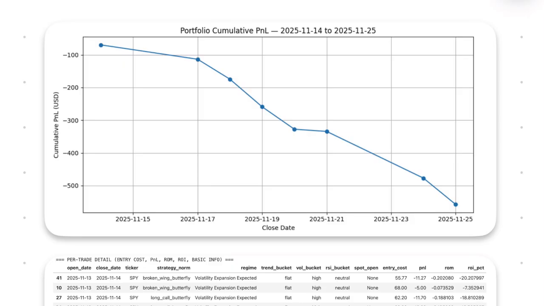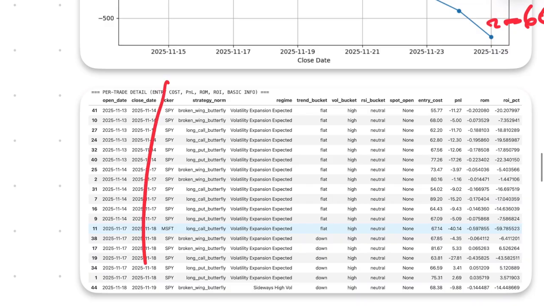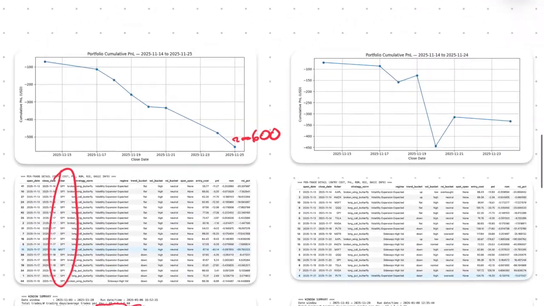So at the end of the last session, here's our portfolio curve. We're almost about negative $600. And the big issue we found was that we had the same ticker for most of the trades in our portfolio. We had 48 trades, 8 trades a day, 6 trades a day. We're trading a little bit too much.